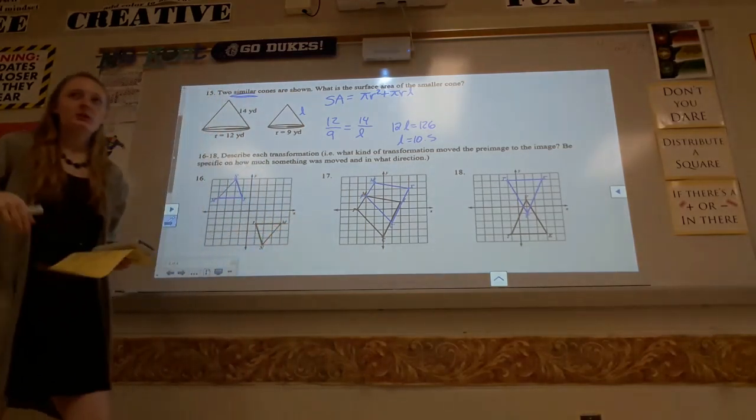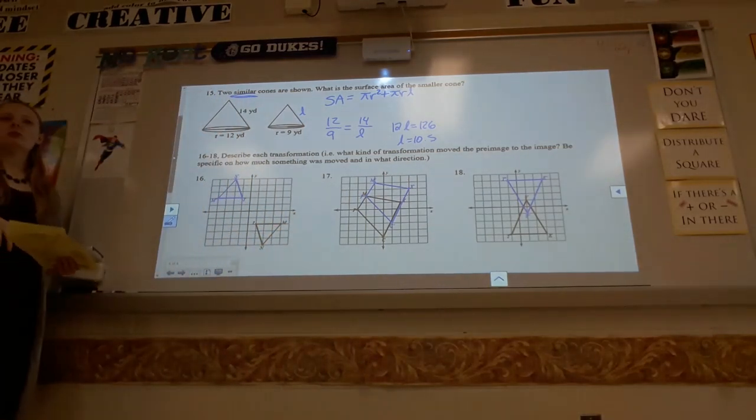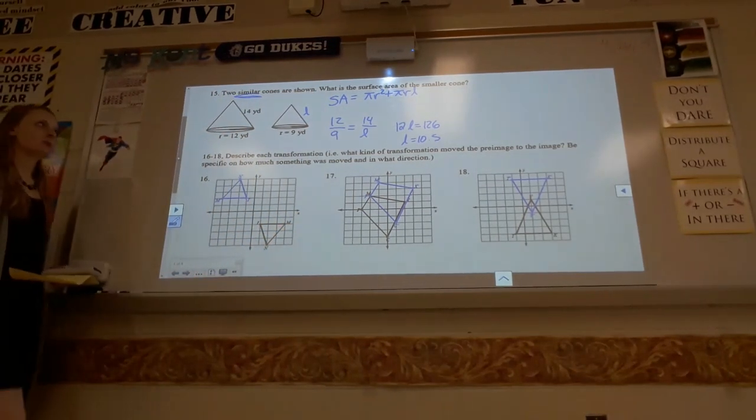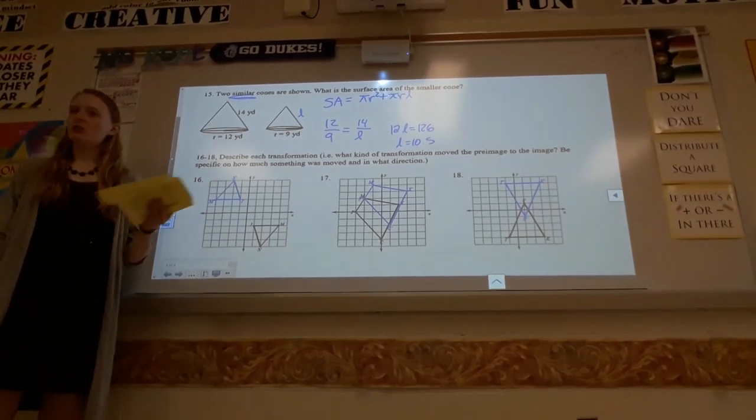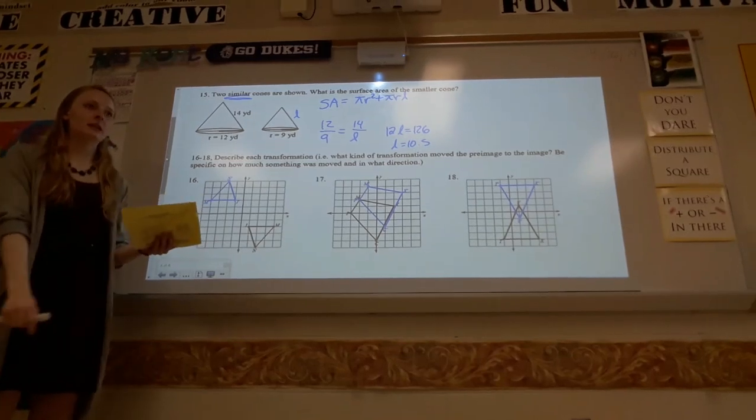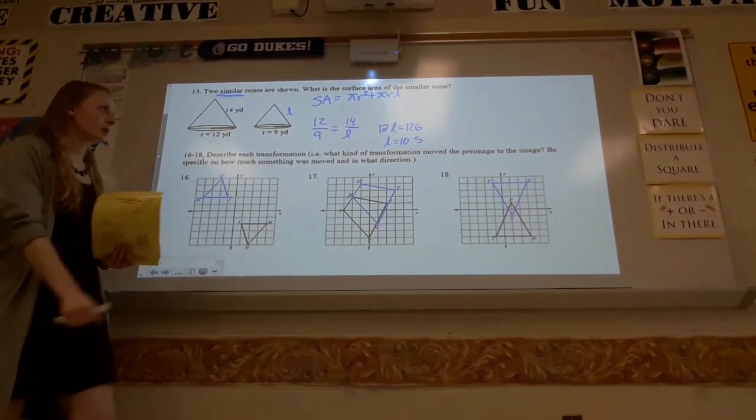So this one is going to be using the formula. The only trick is that we didn't know everything up front. So if I give you similar figures and you don't know all the information you would need to plug into the formula, you just use a proportion to figure out what it is you're missing, because you know that they're similar, and then you can plug them into the formula.